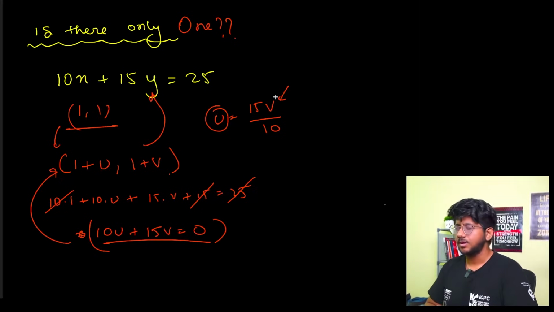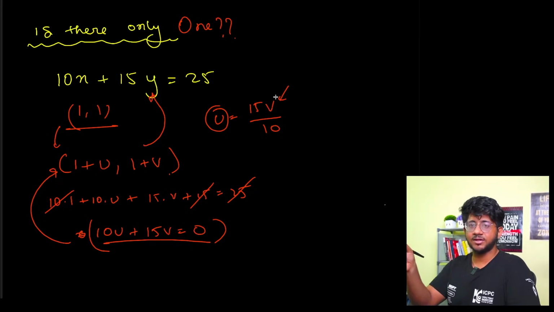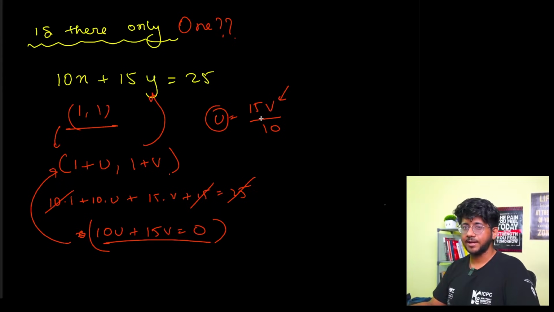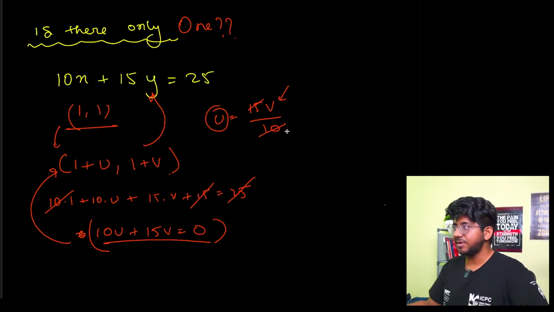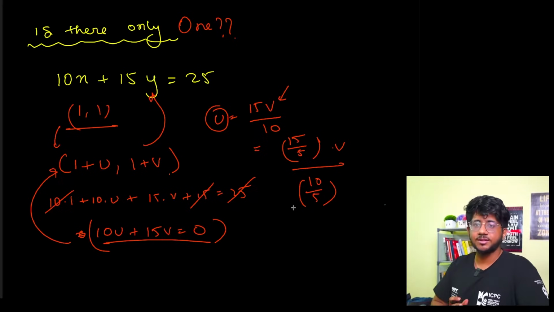What are the values of v that will make this an integer? Think about it. If v is even, it will always be an integer. See, 15 will not give an answer, but 30 will give an answer. 45 will not give, 60 will give. v has to be even, right? How are we getting that? To some degree, this is getting cancelled off by this, and you get 3 by 2. I would rather write it this way, equal to 15 by 5 times v, over 10 by 5 times this.